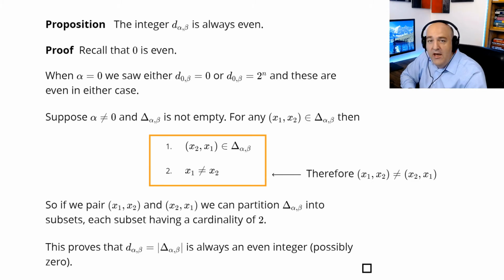And since x1 is not equal to x2, as ordered pairs, x1 comma x2 is not equal to x2 comma x1. So if we introduce a kind of pairing between x1, x2 and x2, x1, which are distinct elements always, we can partition the set delta alpha beta into subsets, and each subset has a cardinality of 2. And that means the size of the set delta alpha beta must be even. So d alpha beta is always either 0 or a positive even integer.